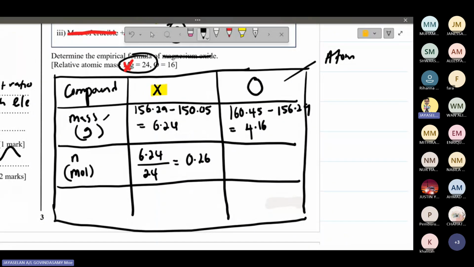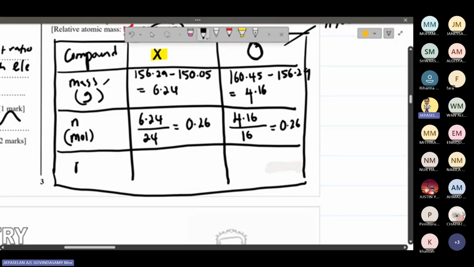Now here I put 4.16 divide with, kamu tengok, satu oxygen, right? You take the RAM of oxygen. Mass over molar mass, which is 16. Calculator, find the answer. 4.16 divided with 16. So I will get same 0.26. Any question? Oh, kita boleh ambil ni lah. Tadi saya buat salah, sekarang betul. Any question?